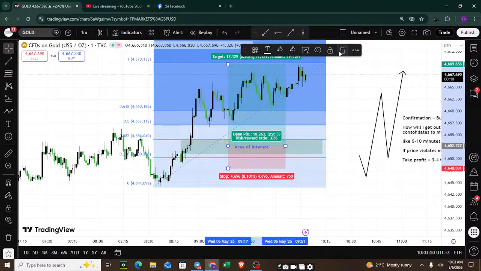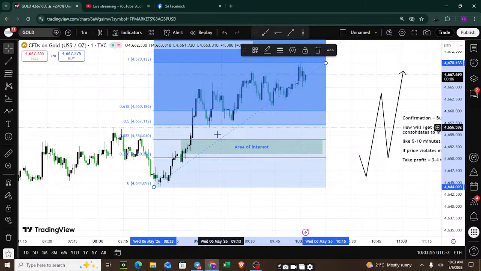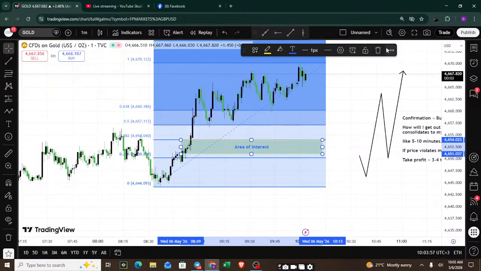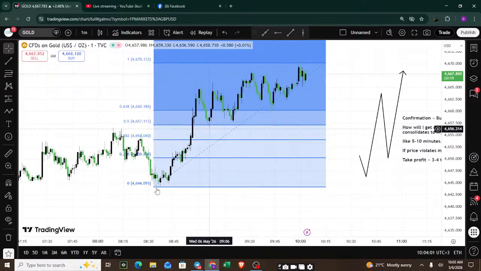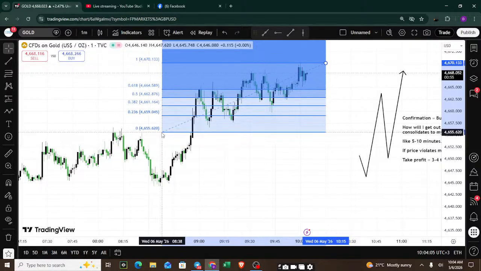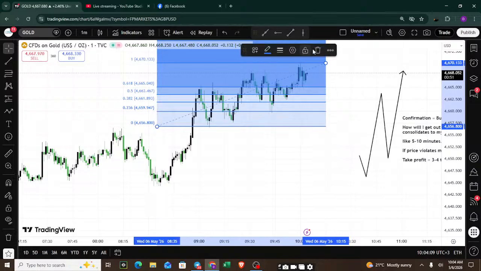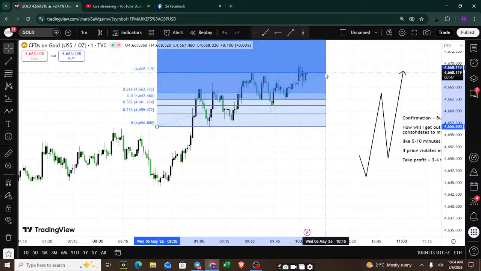Now there's something interesting I'm noting here, that maybe our area of interest was a bit too far. But as I said, I like to be very, very ruthless with these entries, because one simple mistake, even 0.01 lot size, can end you.